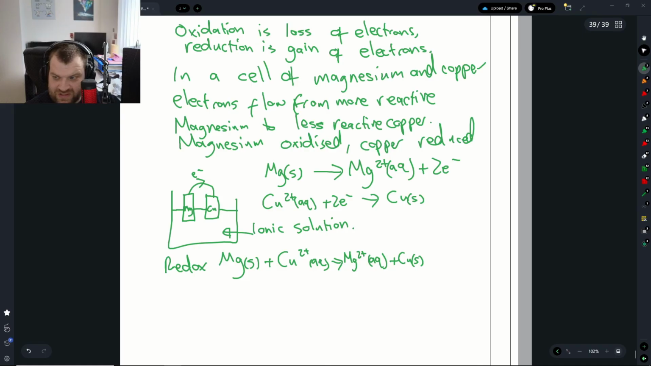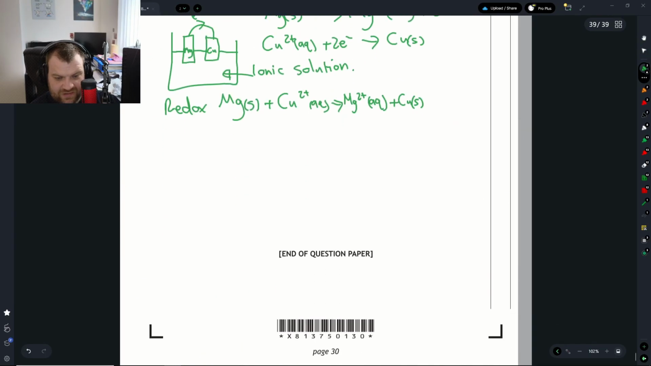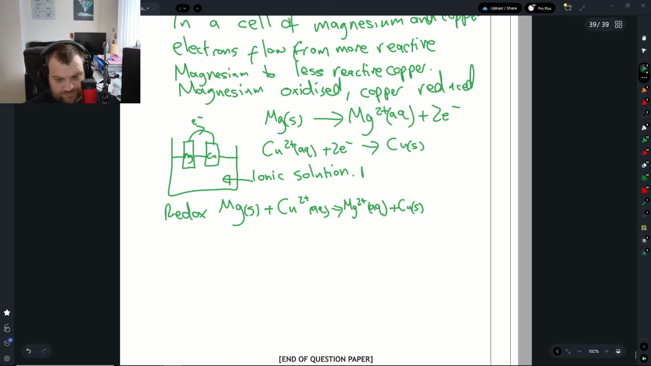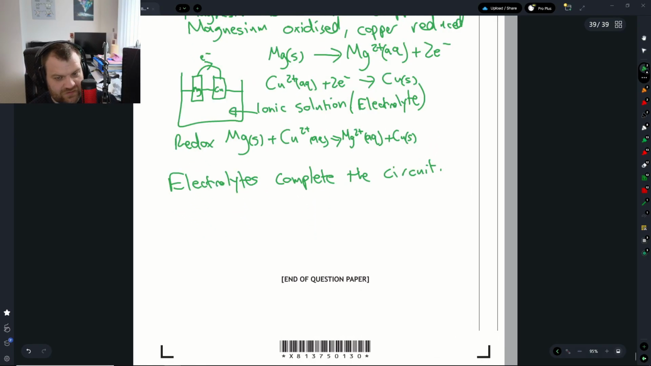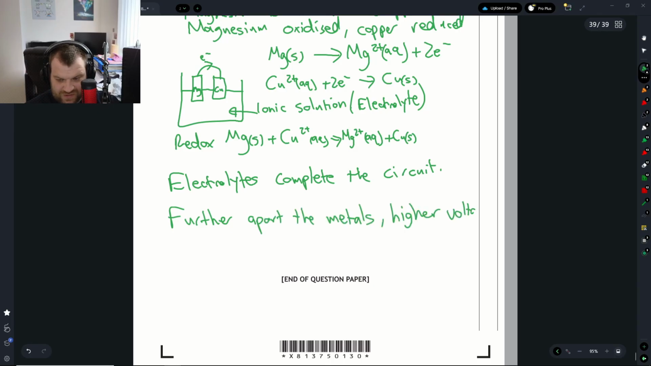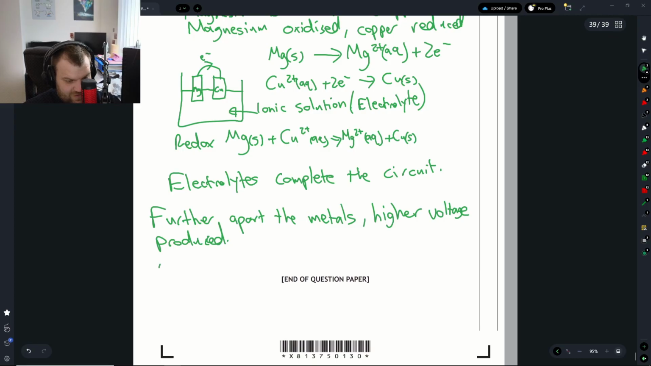The ionic solution is an electrolyte. The electrolyte completes the circuit. You could talk about the electrons flowing through the wires. Electrolytes complete the circuit. Talk about, same as I said earlier, the further apart, the higher the voltage produced. Then say they must be different metals. It can be implied from the fact that you need them further apart, but they must be different to produce electricity.